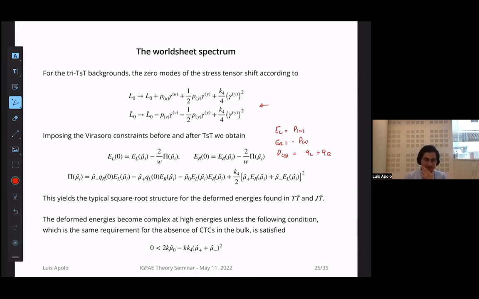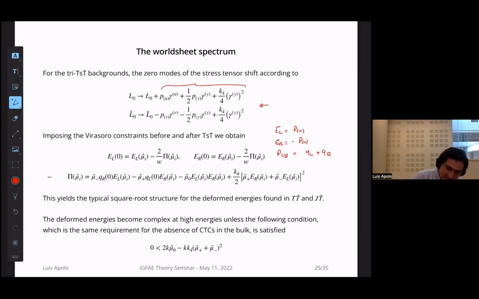The thing to note here is that if you now try to solve for the deformed spectrum, you're going to get the characteristic square root of TTbar and JTbar deformations. And this is a generic feature of TsT, because if you look at the effect of the TsT transformation and the shift of the stress tensor, you find that all of these terms are either linear or quadratic in the energies. And for this reason, you're going to get square roots for the expressions for the deformed spectrum.